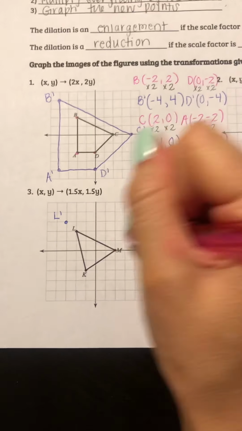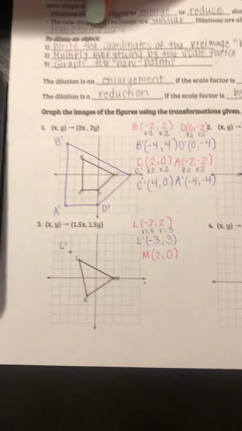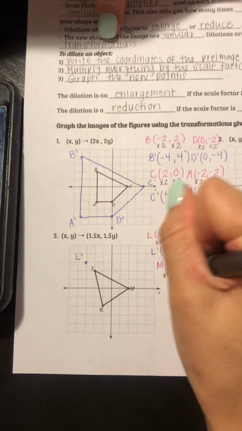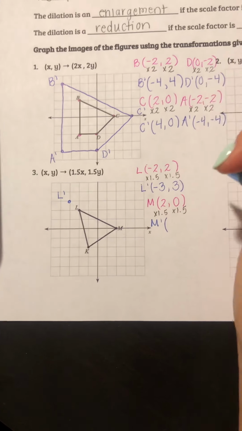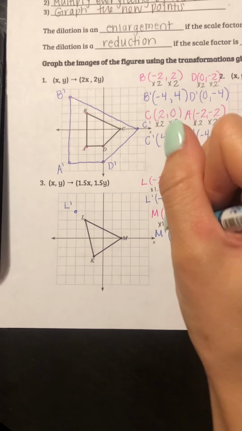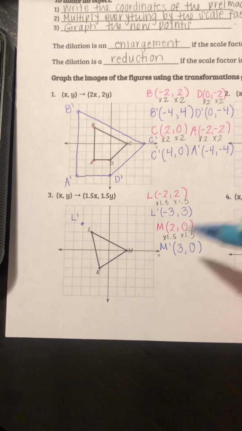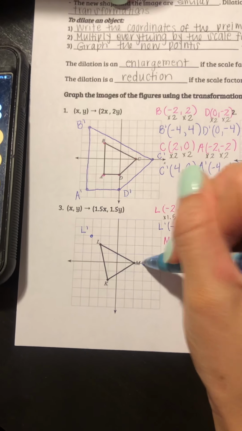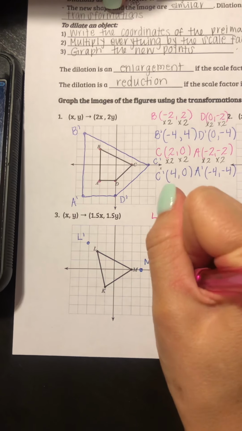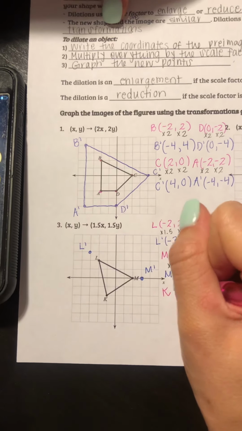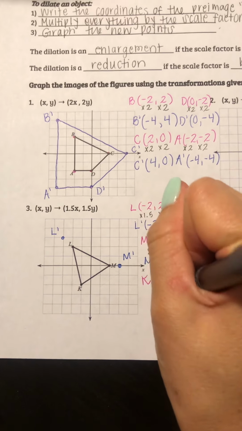And the next one, point M, is at 2, 0. Multiply this by 1.5. 2 times 1.5 is 3, and 0 times anything is 0. So 1, 2, 3. And last one, point K, is at -1, -2. So multiply them by 1.5.